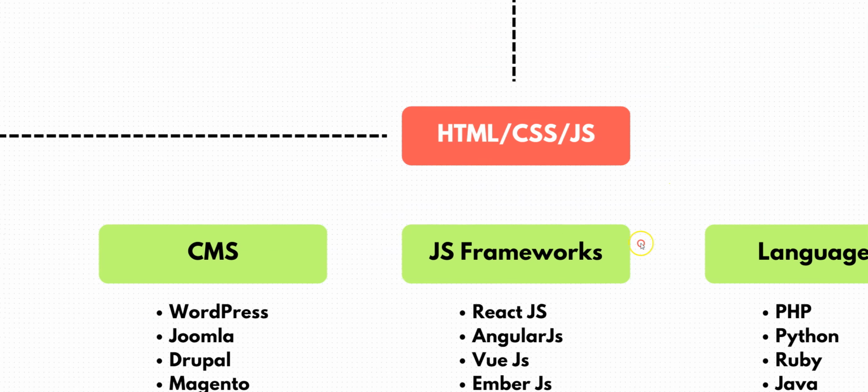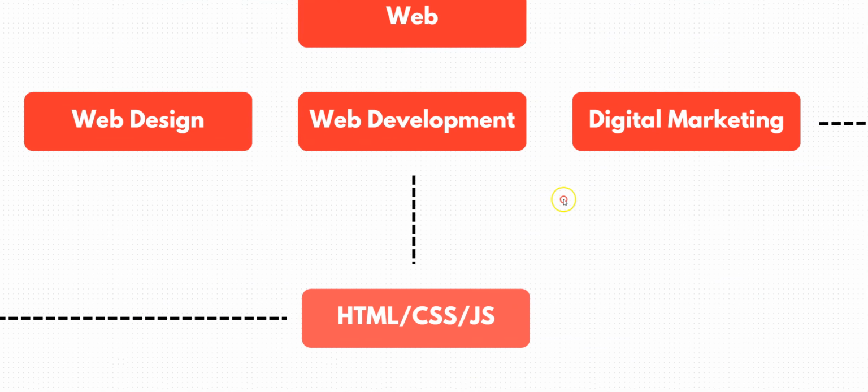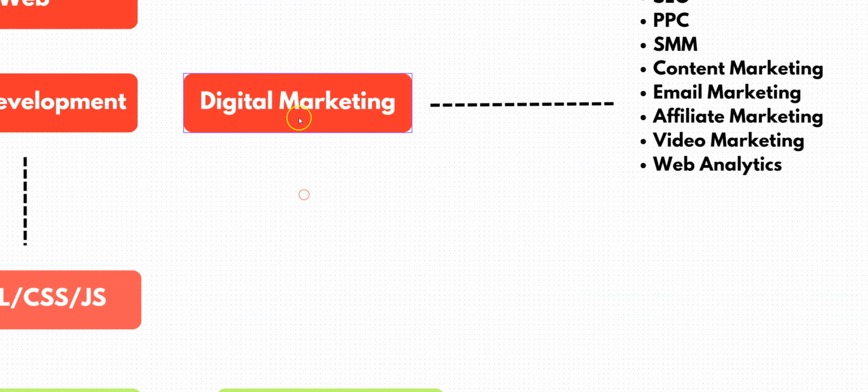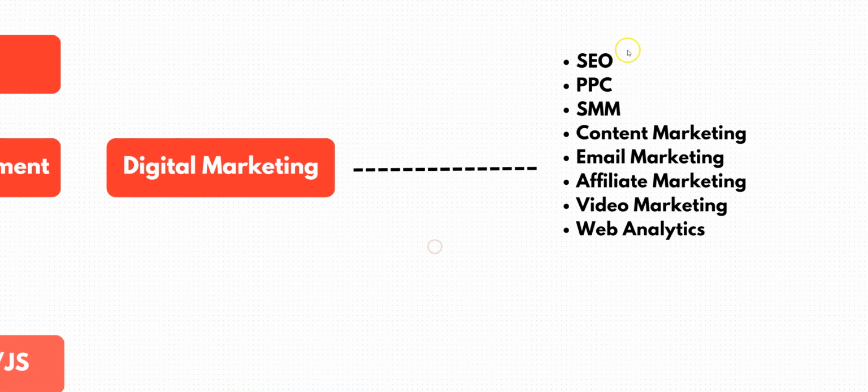You can either become a designer or a developer, and once the development is done, we will be focusing on marketing. In marketing we have SEO, that is search engine optimization, PPC, pay per click, SMM, social media marketing, content marketing, email marketing, affiliate marketing, video marketing or web analytics. These are the titles, or steps, that get covered under marketing. So this is the whole picture of your web application or website.